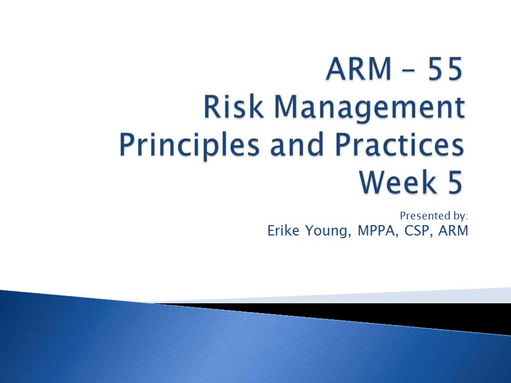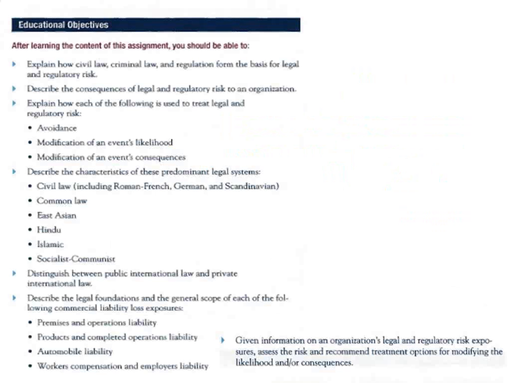So with that, although the educational objectives were quite long, it actually went on to 2 pages, which is odd. I would probably say that we'll go through this a little quicker than some of the other chapters that had shorter educational objectives. But for the first part, we're going to be explaining how civil and criminal law and regulation form a basis for legal and regulatory risk, as well as describe the consequences of legal and regulatory risk to an organization.